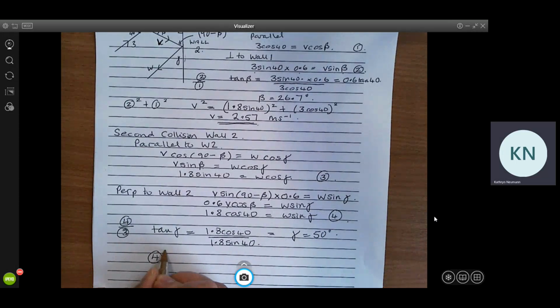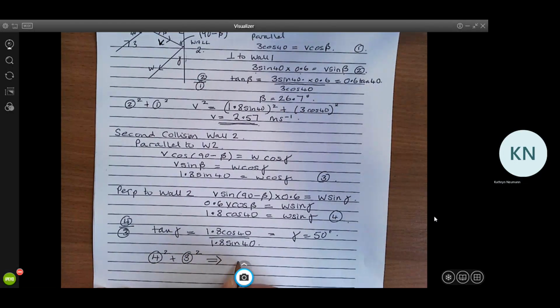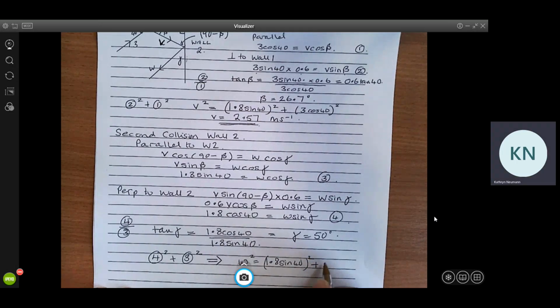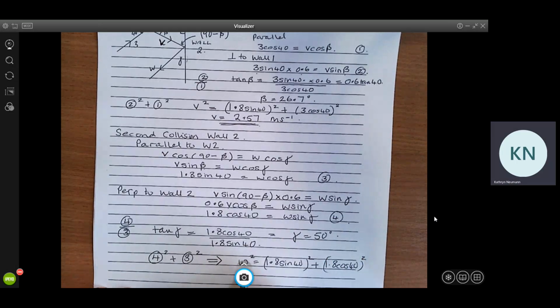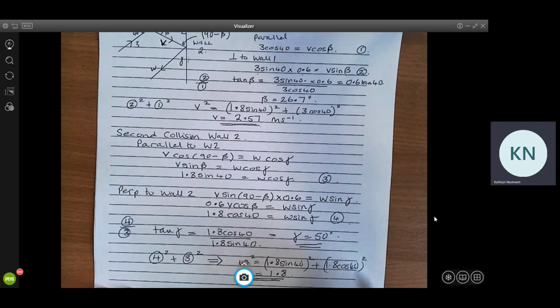Working out equation 4 squared plus equation 3 squared, that leads to W squared is equal to (1.8 sine 40) squared plus (1.8 cos 40) squared, and that gives me that W is equal to 1.8. So we've solved the second part of the question.